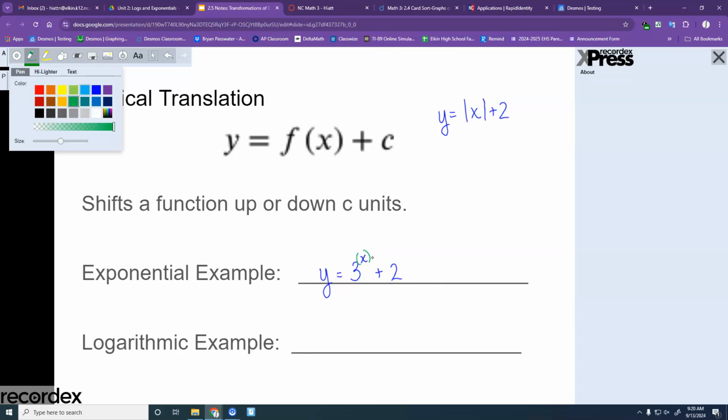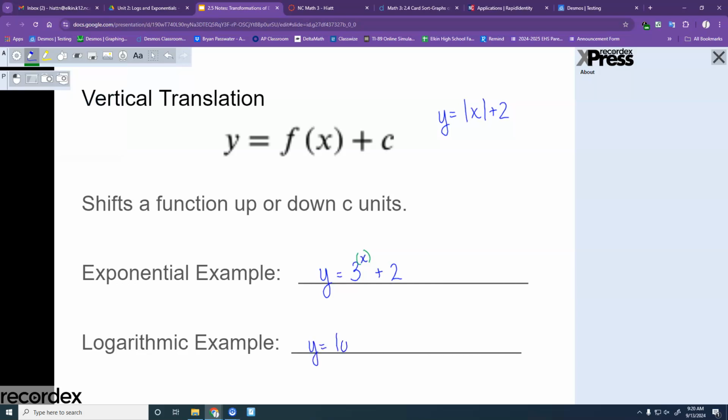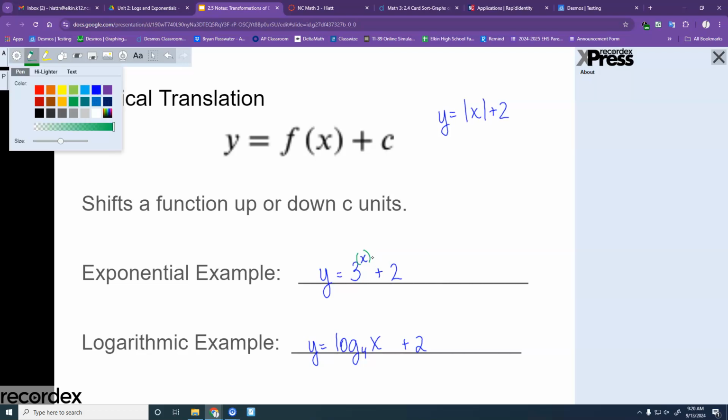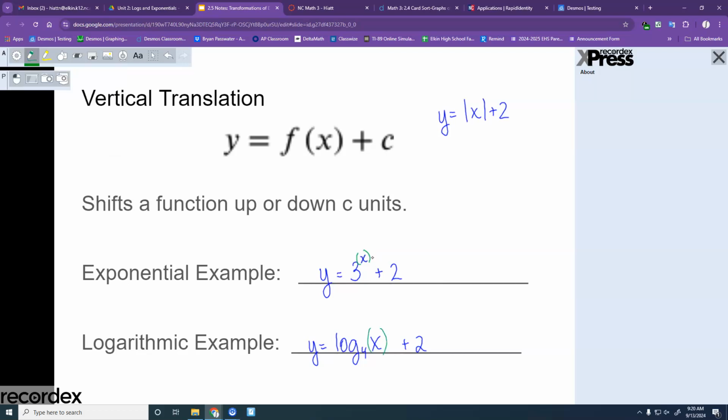For log examples, it would look like this: y equals log base 4 of x, plus 2. That plus 2 is not in the parentheses. There's understood parentheses right here. So both of those would be examples where this would just move the graph up 2. Those are vertical translations. That's our up or down.